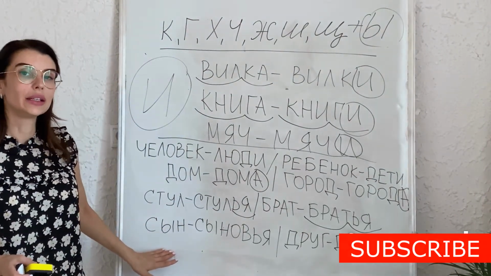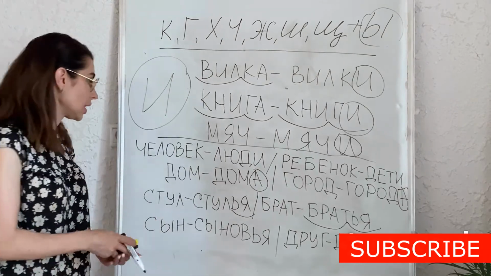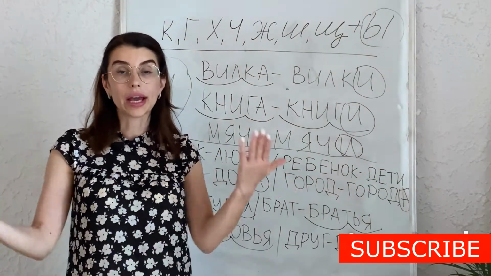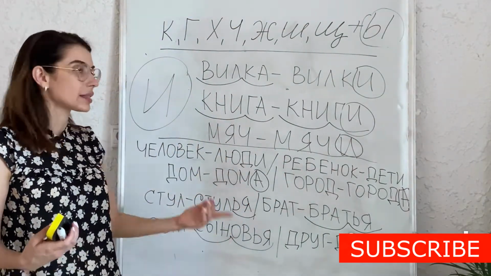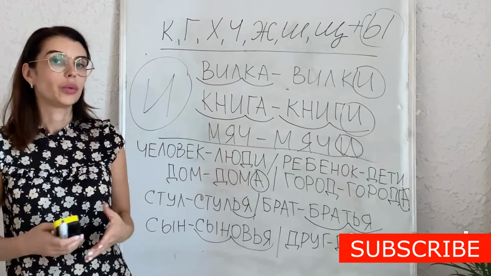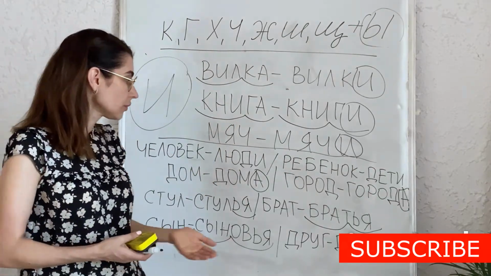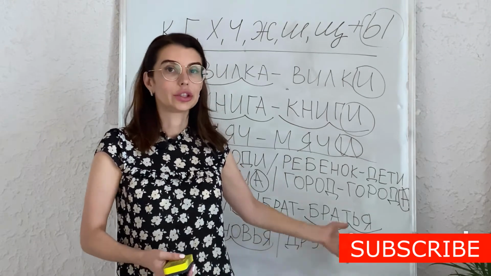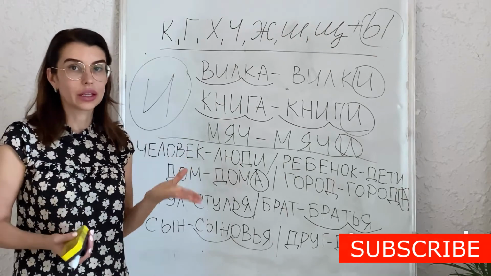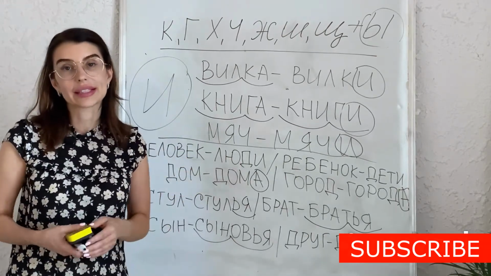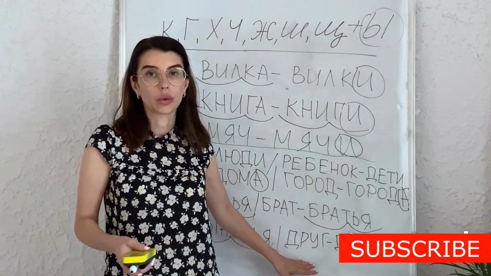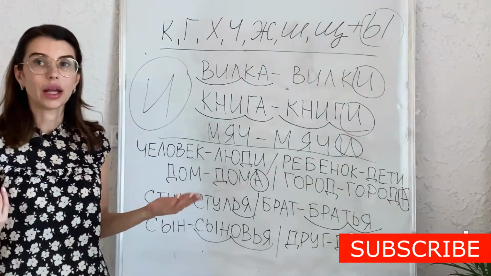Next, сын, сыновья. A lot. So, сыновья. Сын, one person, один сын, but a lot of sons, we can say, сыновья. And the last one, друг, it's a friend, and friends we say in English, but in Russian it's an exception, we can say друзья. So, друг, one person, друзья, a lot.